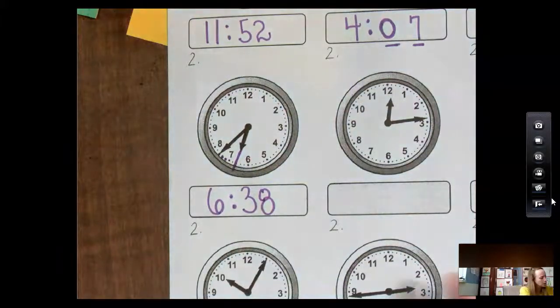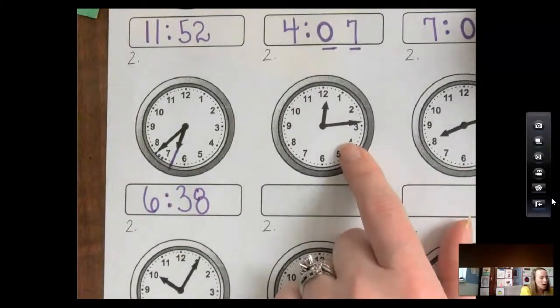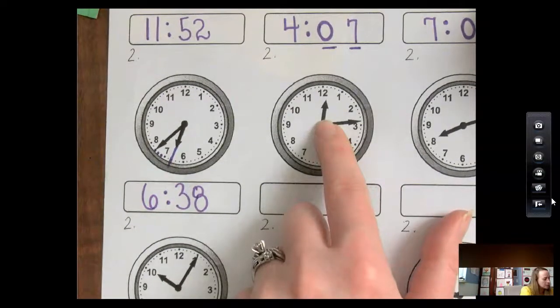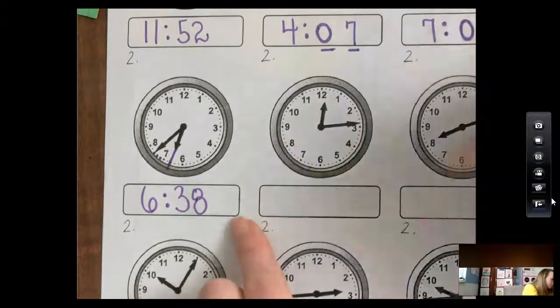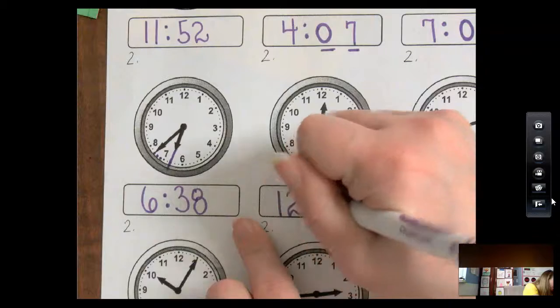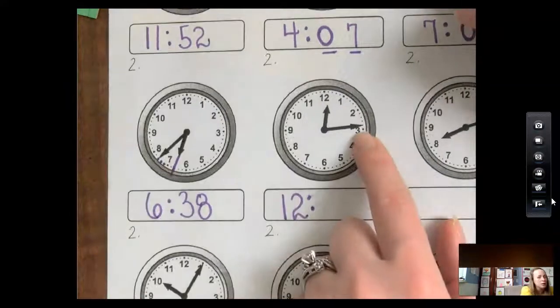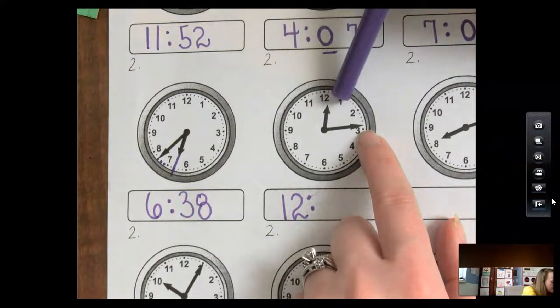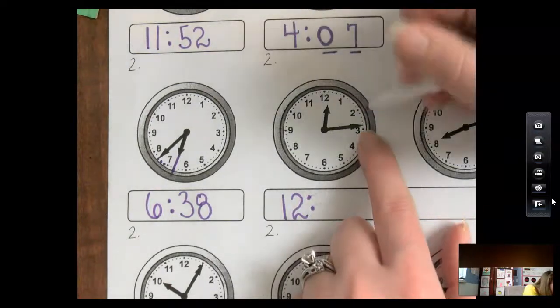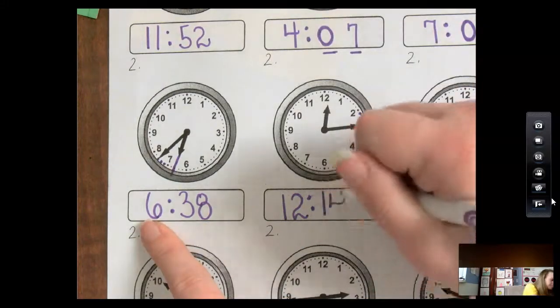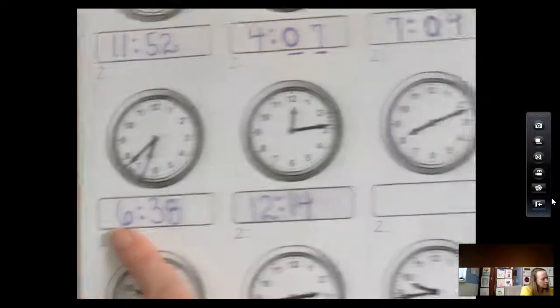All right, moving on, kiddos. This one. What is the time? What is the hour? The hour is always the short hand. It never touches the numbers. So my hour is 12. All right, what are my minutes? Can I go all the way to 3? No, I cannot. It's not all the way on the 3. So I'm going to go 5, 10, and then I'm going to go 11, 12, 13, 14. 12:14.